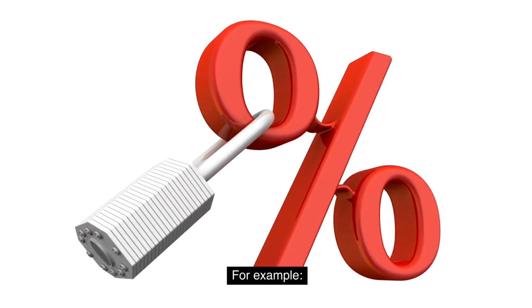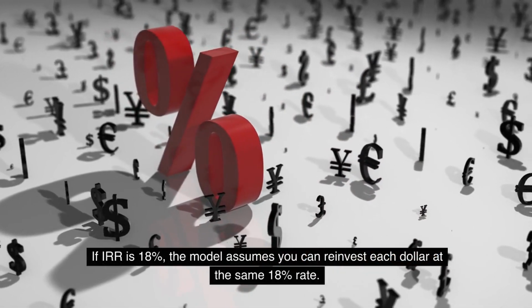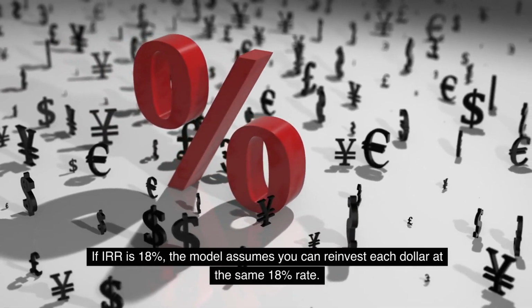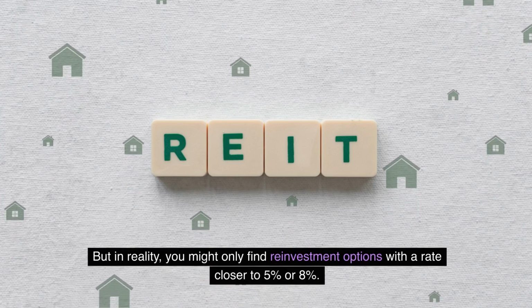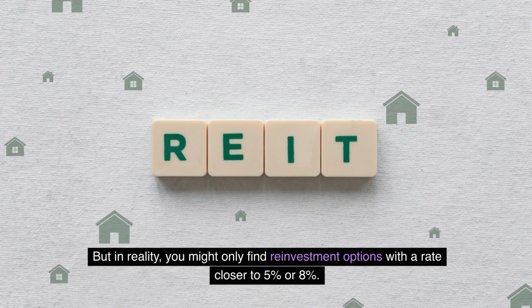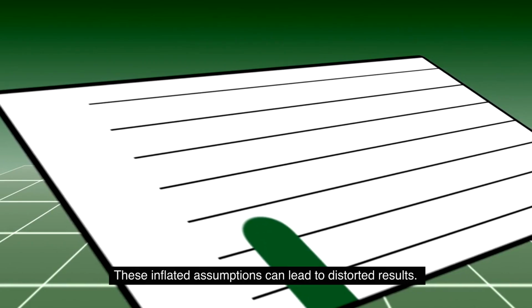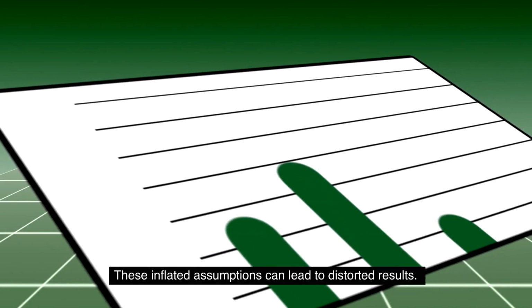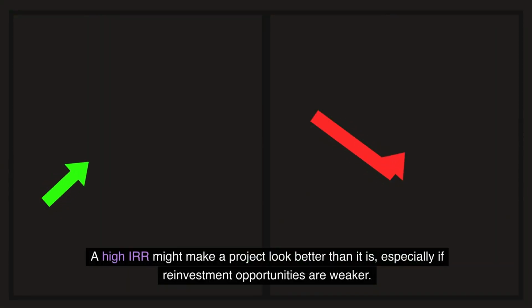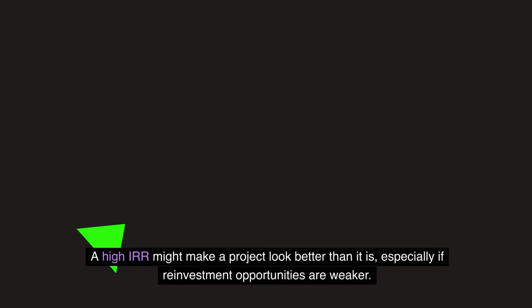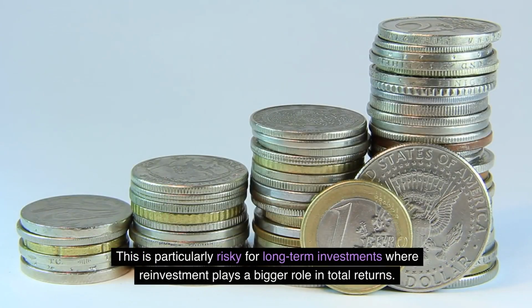For example, if IRR is 18%, the model assumes you can reinvest each dollar at the same 18% rate. But in reality, you might only find reinvestment options with a rate closer to 5% or 8%. These inflated assumptions can lead to distorted results. A high IRR might make a project look better than it is, especially if reinvestment opportunities are weaker. This is particularly risky for long-term investments where reinvestment plays a bigger role in total returns.